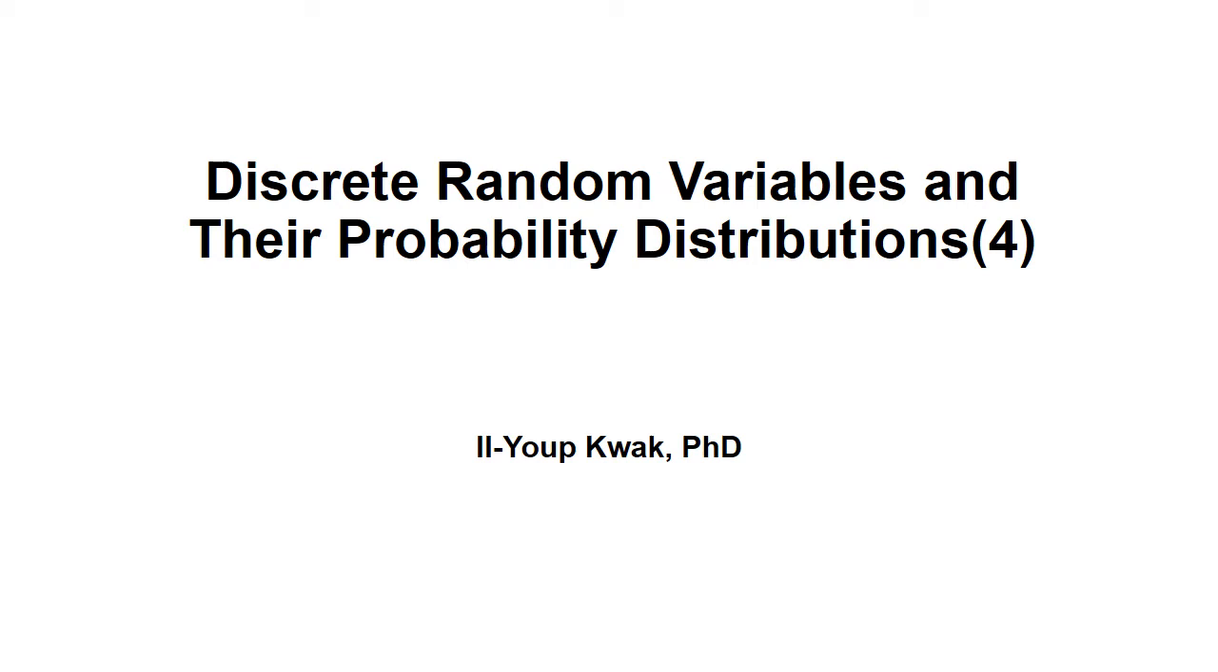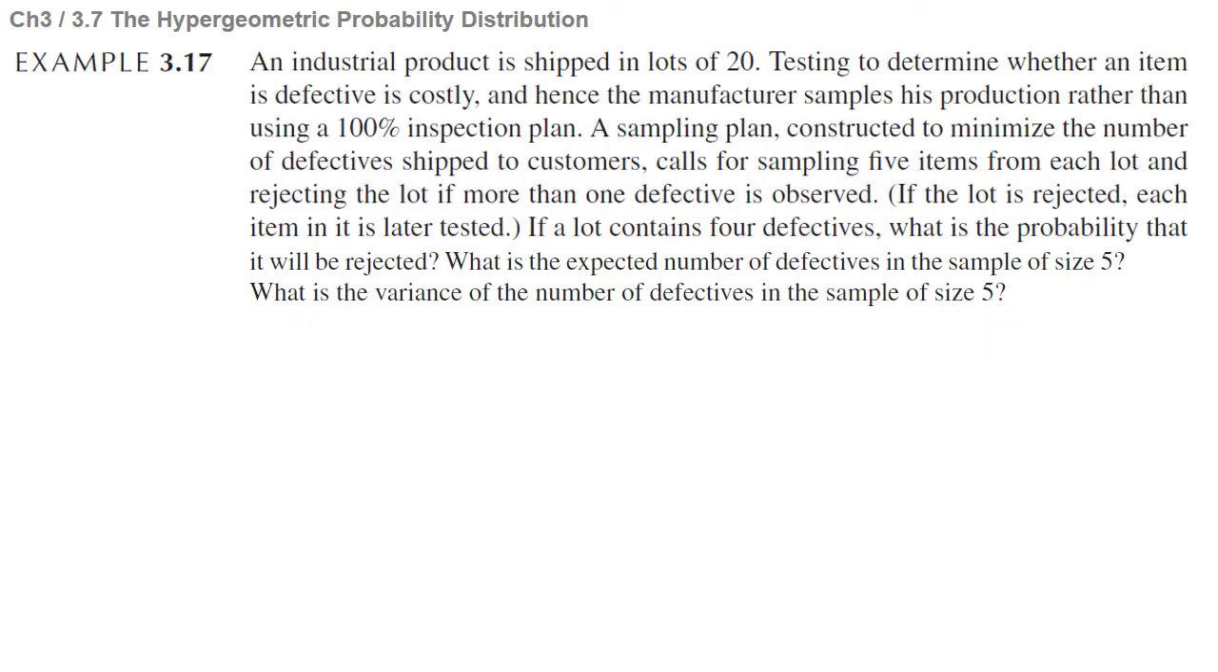Okay, hello everyone. Today we will learn about discrete random variables and their probability distributions. Okay, let's solve example 3.17 of the hypergeometric probability distribution.